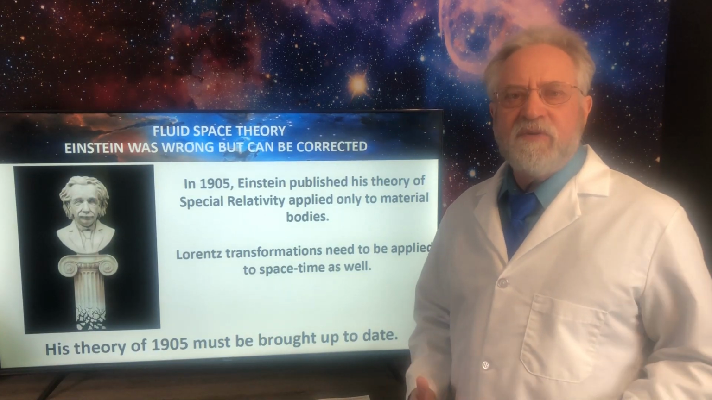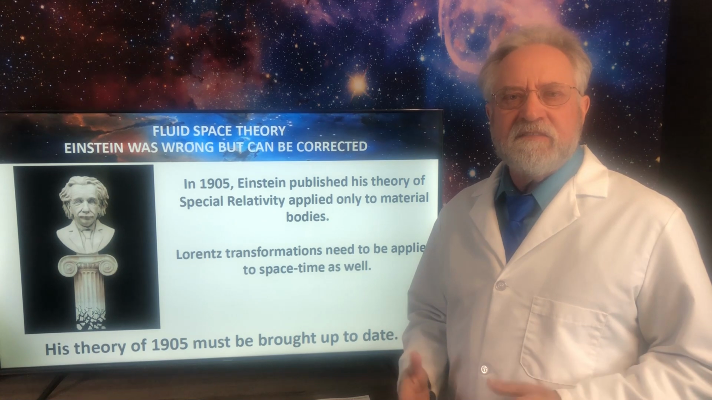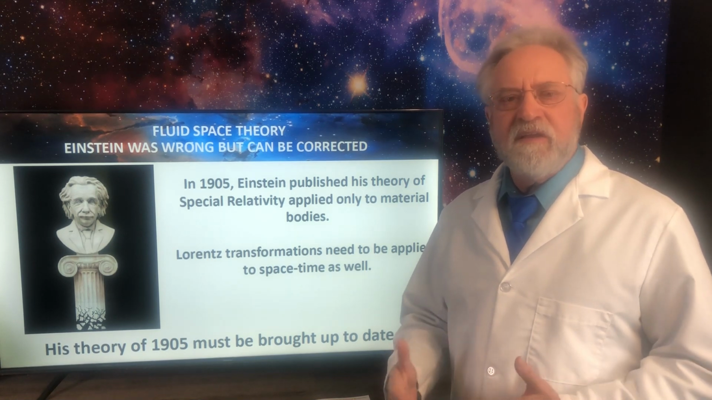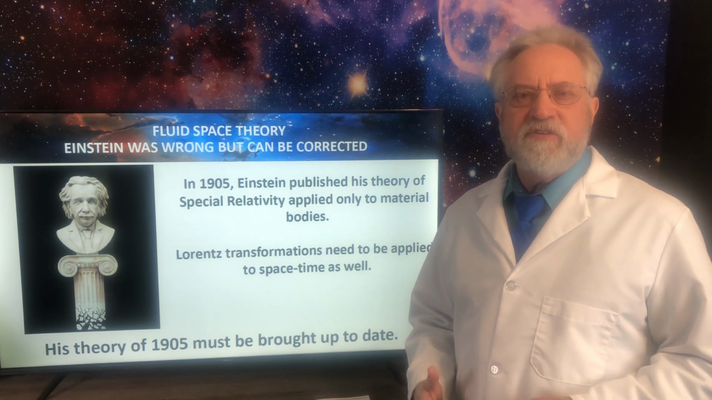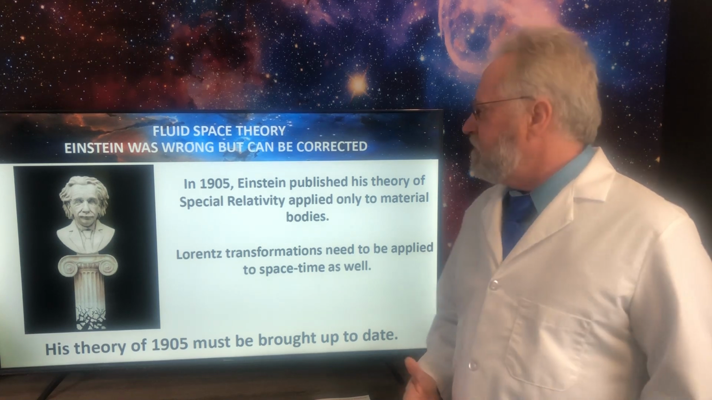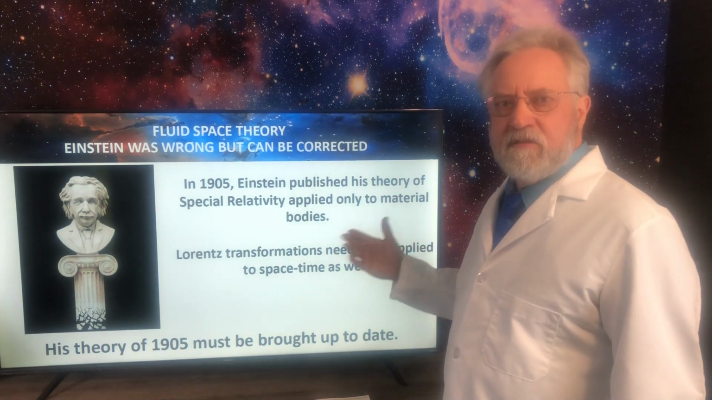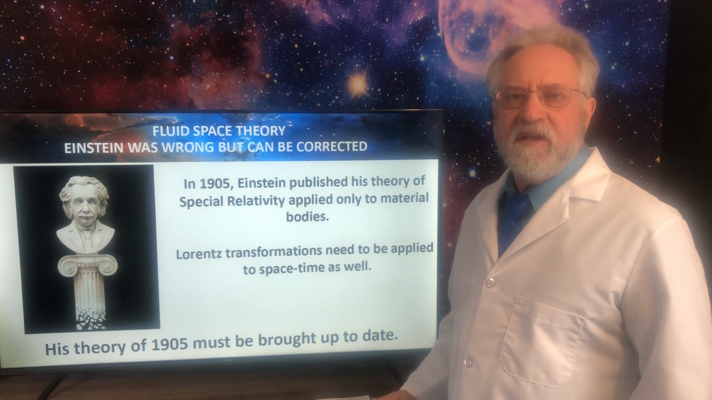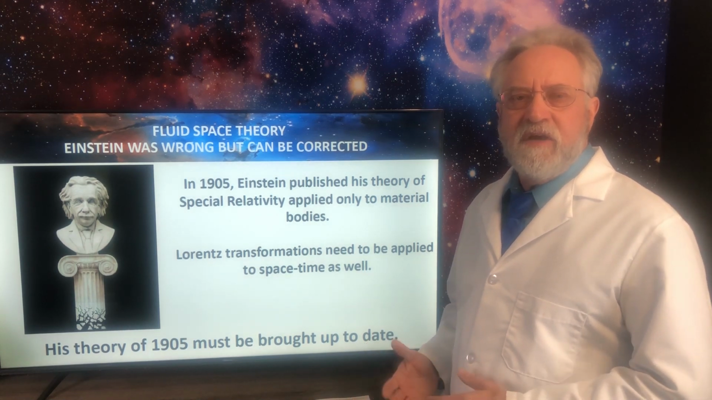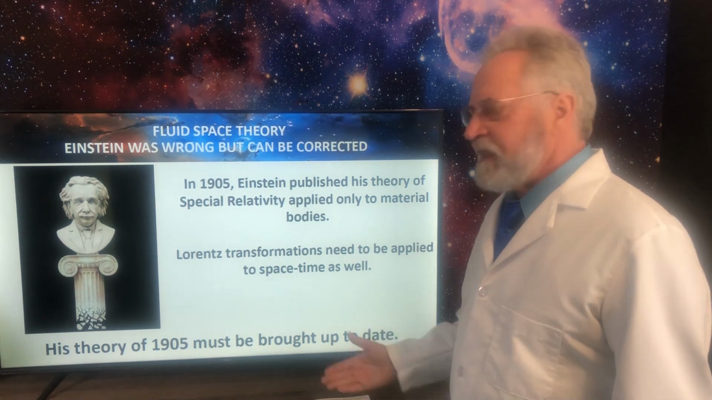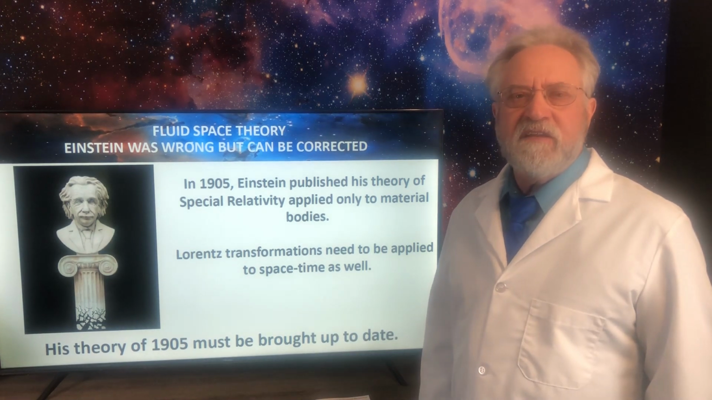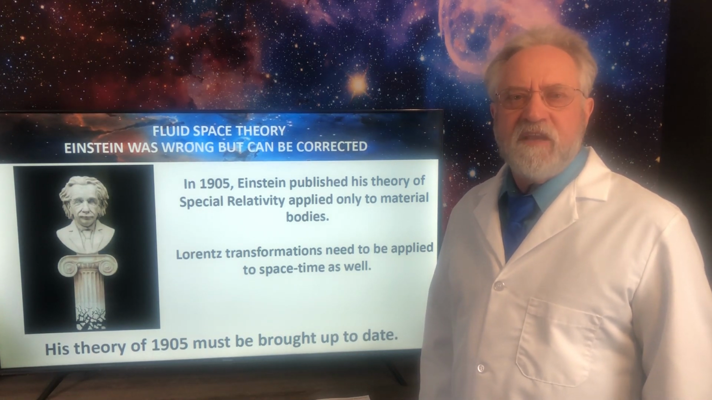This is an example of why Einstein's space denial philosophy and applying special relativity only to material bodies is the wrong approach. The Lorentz transformations need to be applied not only to the bodies, but to the space in between. And that's how his theory of 1905 can be brought up to date.